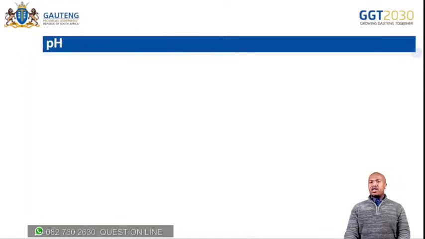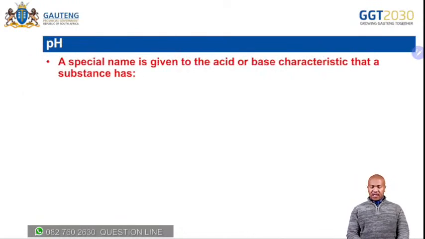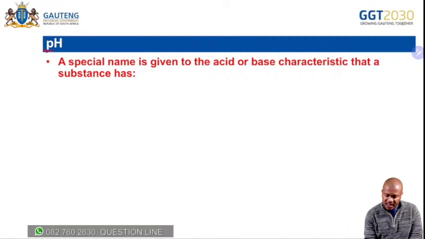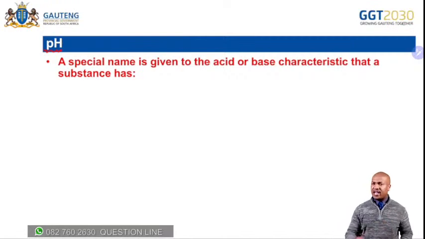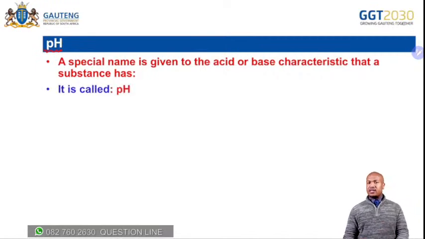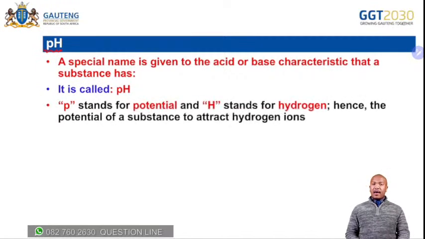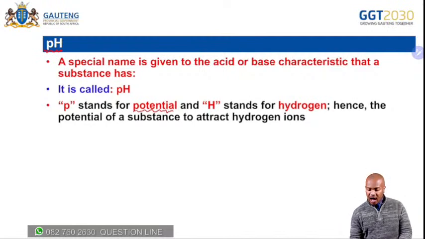Right. pH. So pH is a special name which is given to the acid or base characteristic that a substance has. But now my question is, what is this pH? We have been hearing pH this, pH that, right? What is a pH, or what does pH mean, besides being a special name given to the acid or base characteristic that a substance has? So now, let's break this pH into two. P stands for potential, right? And H stands for hydrogen.